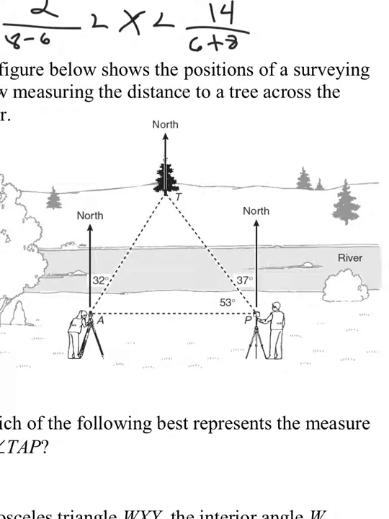Number 4, the figure below shows the positioning of a survey crew measuring the distance of a tree across the river. Which of the following best represents the measure of TAP? TAP is this angle right here. And for this part, there's actually more to it, or there's not as much to it as it may seem.